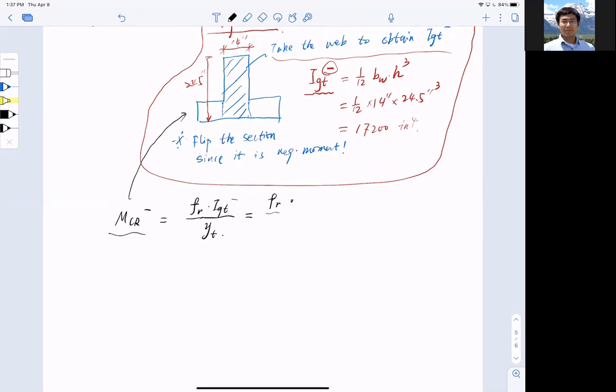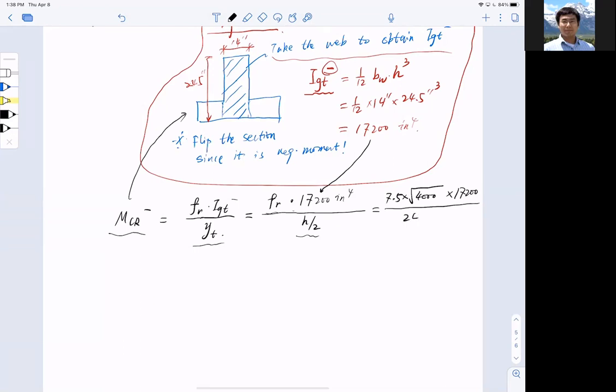Now IGT would equal 17200 inch to the 4. You use that number. Now YT here would equal half H, which is different from before. So now FR multiplied by 17200, let me just plug in the numbers. FR equal to 7.5 multiplied by square root of 4,000 PSI, multiplied by 17200 inch to the 4, divided by H divided by 2. What is H? 24.5 inch divided by 2.